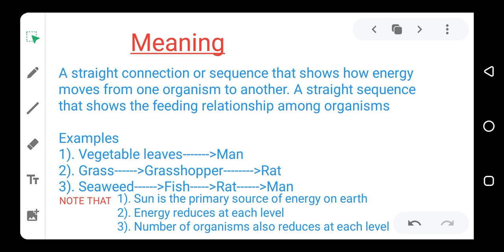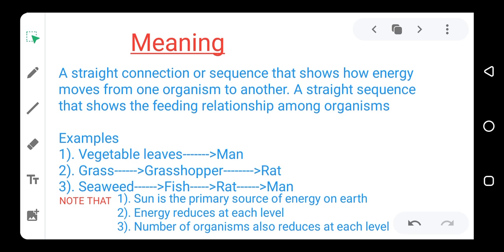Everything has only one source of food in a food chain. This is a very important point you have to note. Every organism has just one source of food in a food chain. Here, man eats the leaf directly. There is no other branch. You know that normally man eats vegetables, eats meat, and eats other things, but in a food chain we are considering only one thing. Here, grass is eaten by the grasshopper, and the grasshopper is eaten by rats. Only one source of food in a food chain.